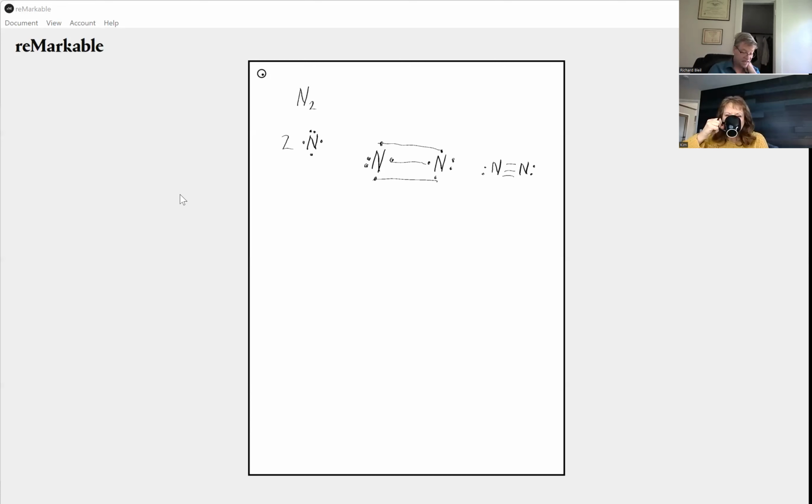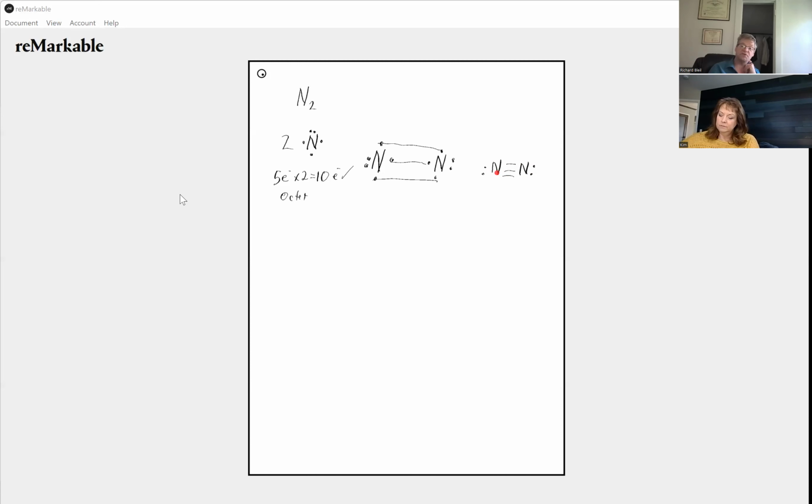Let's do our check. How many electrons total do we have? Well, we have 5 electrons per nitrogen, but we have 2 nitrogens, gives us 10 electrons total. Do we have 10 electrons around our final structure here? Remember, the double bond counts twice when counting the octet rule, but only once when counting the total number of electrons. We have 2, 4, 6, 8, 10 electrons. So that checks.